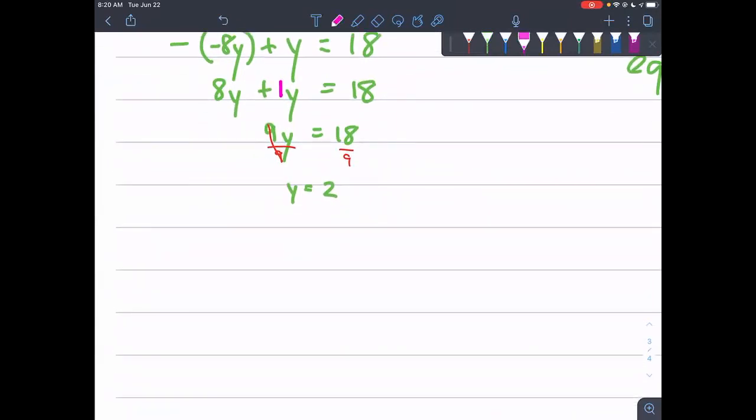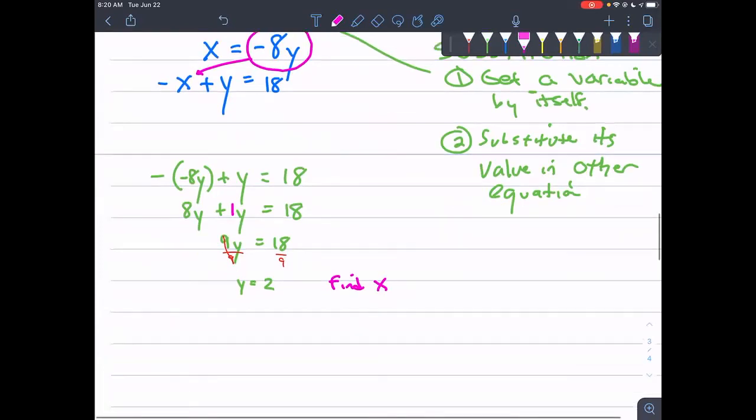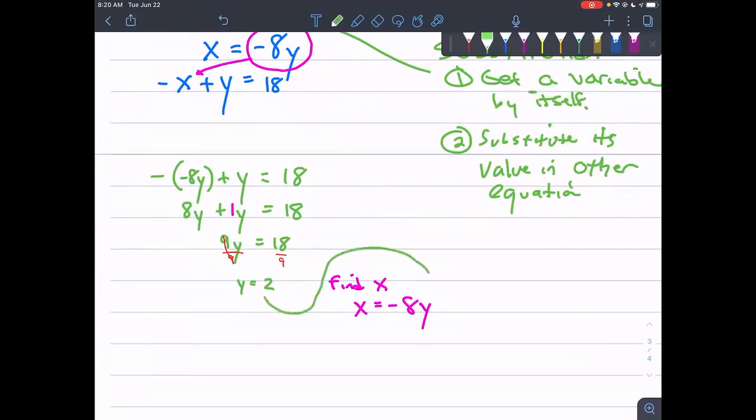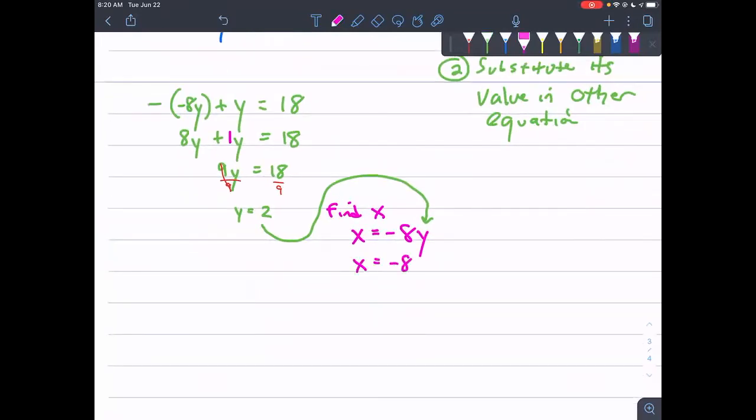Okay, and then hopefully don't forget, we are looking for an ordered pair. So you need an x coordinate and a y coordinate. We've got our y coordinate, so now we've got to find x. And again, this is hopefully the easy part. We do have an equation for x: x equals negative 8y. Y we know because we solved it, y is equal to 2. So it turns out x equals negative 8 times 2, which is negative 16.